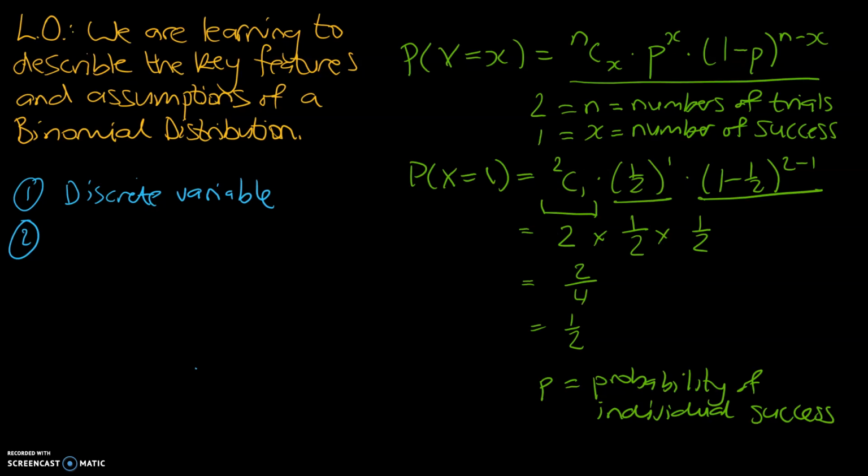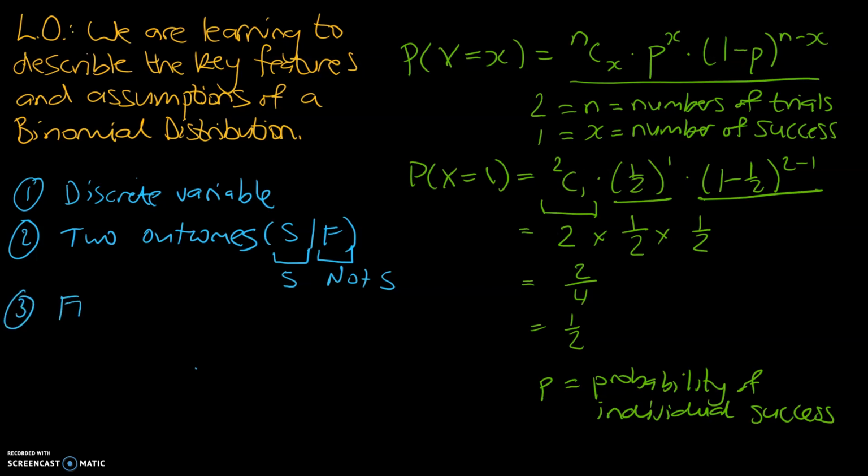Number 2, there must be 2 outcomes. And this is where I mentioned the success or failure. And that is what we define as a success or a failure. If you think of a dice, a success could be the probability of getting a 5, or a failure could be not getting a 5. So you can define it really widely as well.